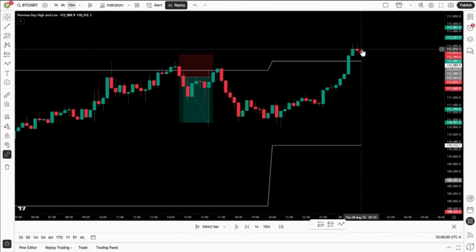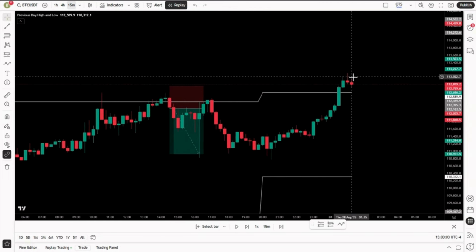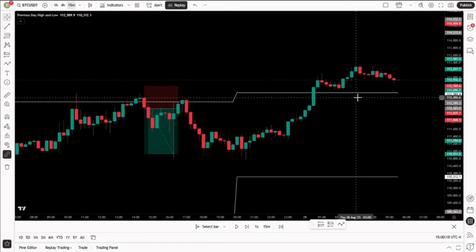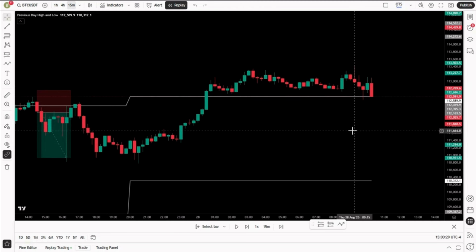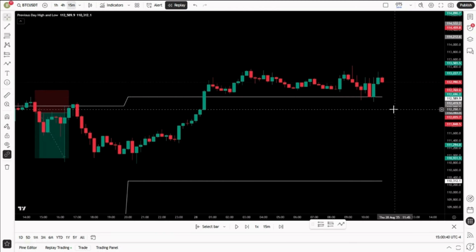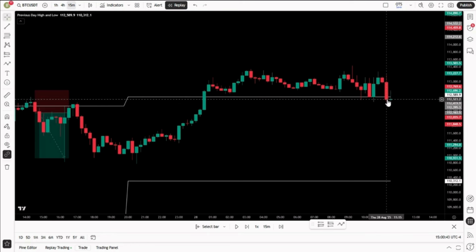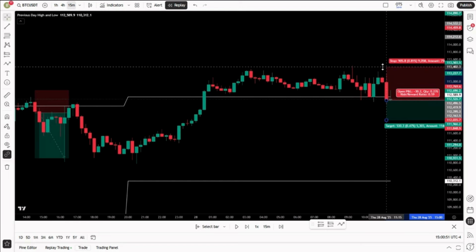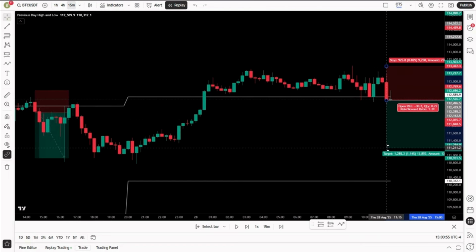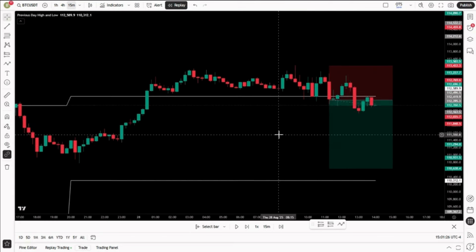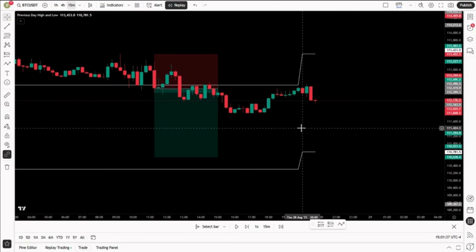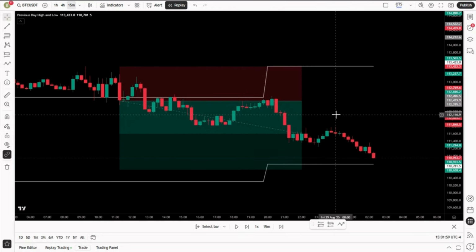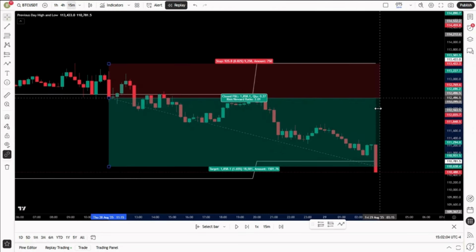The price closed a candle outside the range. Now, we will wait for it to come back inside the range before looking for a short position. The price closed a candle back inside the range, so we can simply enter a short position. We will place our stop loss above the swing high and aim for 2 risk to reward take profit. And price hit our take profit.